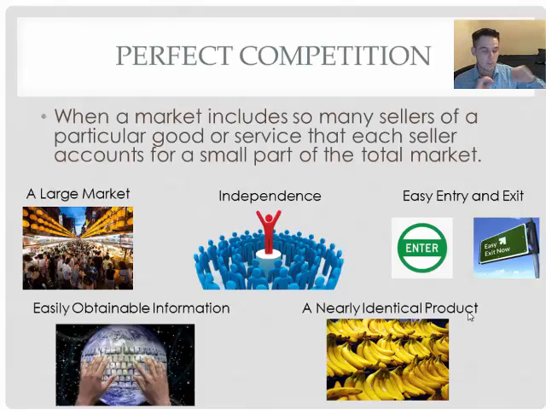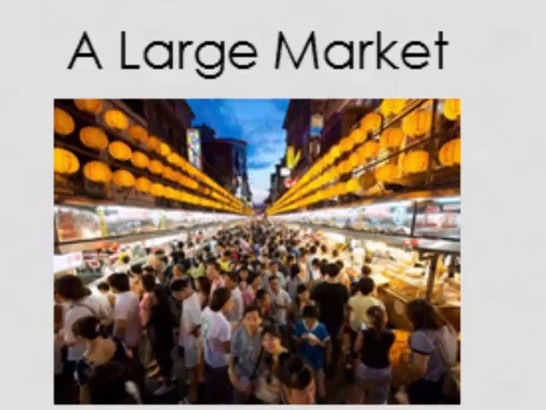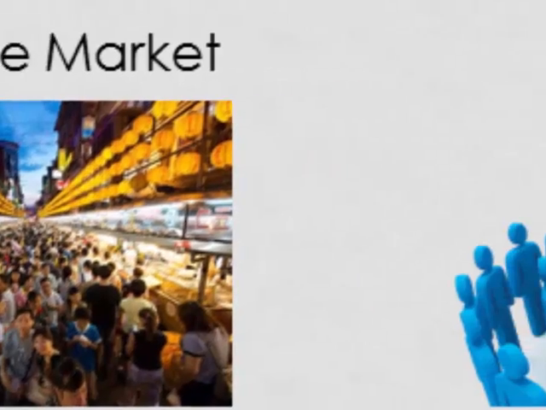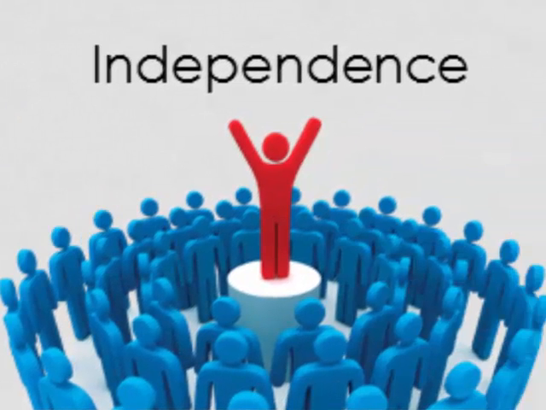You'd have to have multiple different types of Apple and Android, all owned by different people, to have perfect competition, and that's what's considered a large market. There's a lot of choices, and independence that is another marker of perfect competition. Everyone's kind of independent of each other. No one's dependent on what everybody else does.